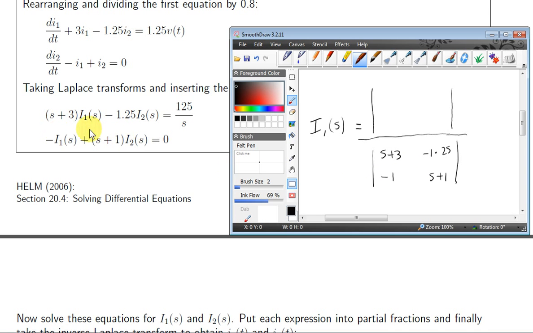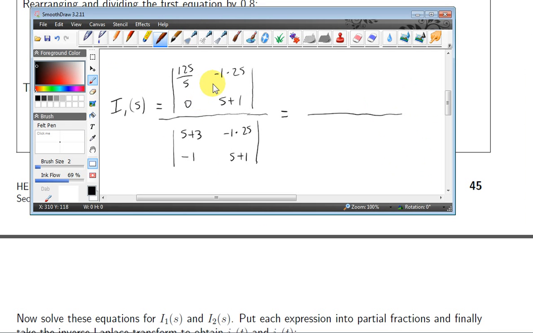So the I1 column is s plus 3, minus 1, and the I2 column is minus 1.25 s plus 1. Now as for the numerator, we take this determinant here and replace the I1 column with the expressions on the right hand side, 125 over s, 0, and the I2 column stays as it is, minus 1.25, s plus 1. So let's get this determinant.